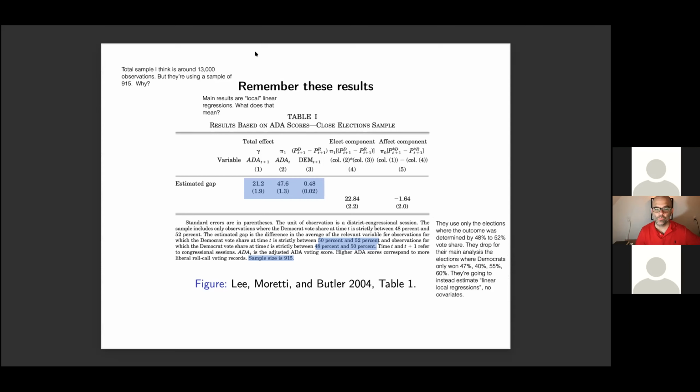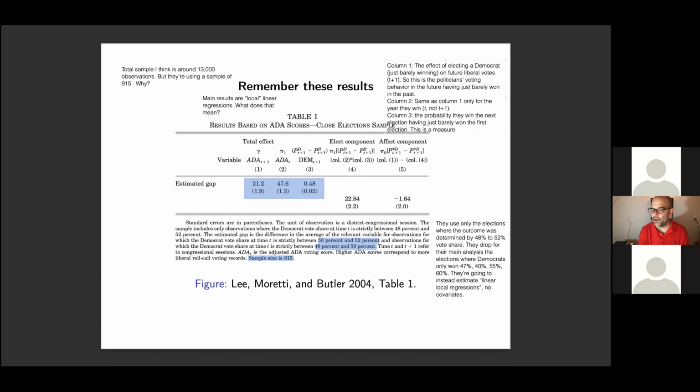What does this one mean? Column 1: the effect of electing a Democrat, just barely winning, on future liberal votes, T+1. So this is the politicians' voting behavior in the future, having just barely won in the past. Column 2 is the same as column 1, only for the year they win, T, not T+1. And column 3 is the probability they win the next election having just barely won the first one. This is a measure of incumbency.